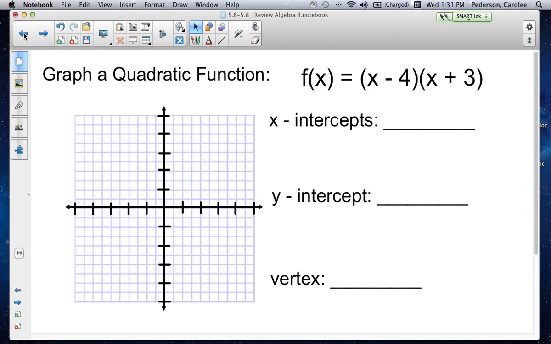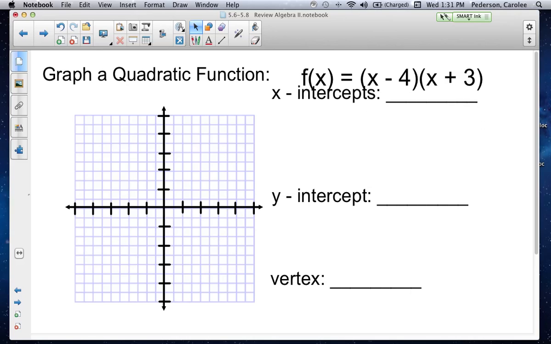Okay, so here's a quadratic function. Remember, quadratic functions can be in three forms: in standard form, in factored form, or in vertex form. This example is in what we call factored form. So if we want to find the x-intercepts, do you remember what we do to find the x-intercepts in factored form? Set y to 0. Set y to 0, yep.